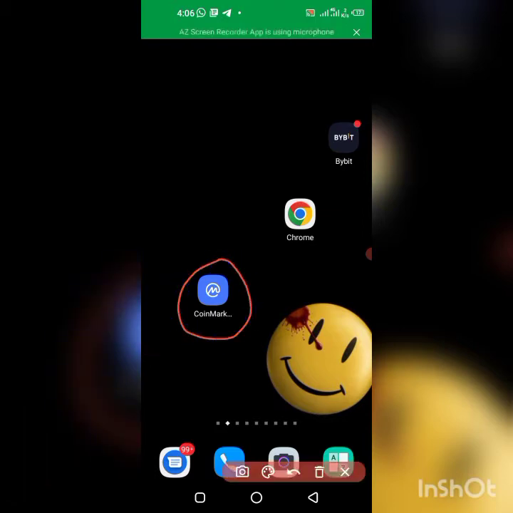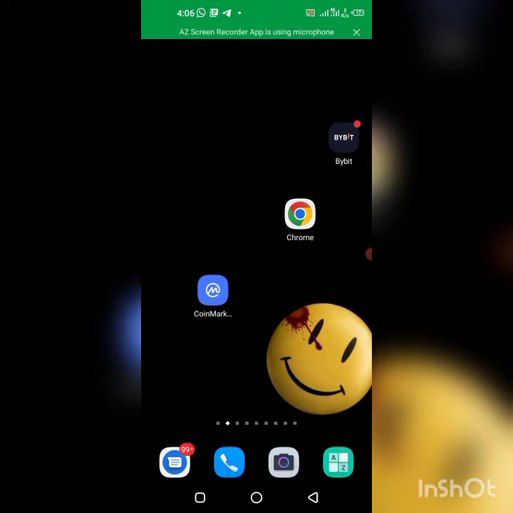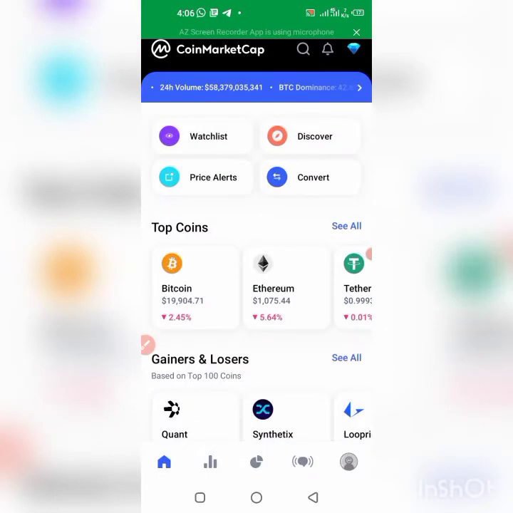So for this crypto arbitrage opportunity, we're going to be making use of an app called coinmarketcap.com. You can download it on the Play Store or Apple Store depending on the phone you're using, or you can go to your browser and type coinmarketcap.com. Then it opens up.